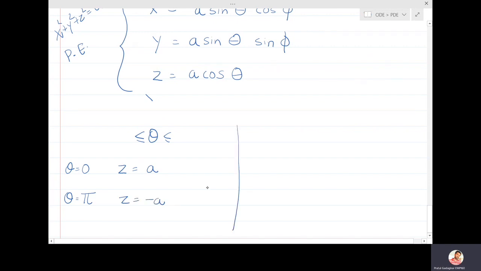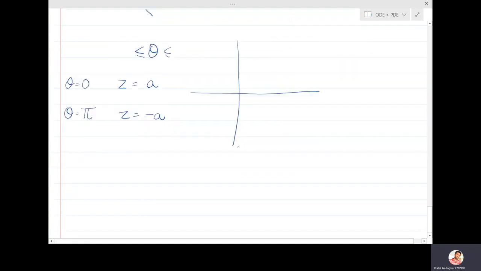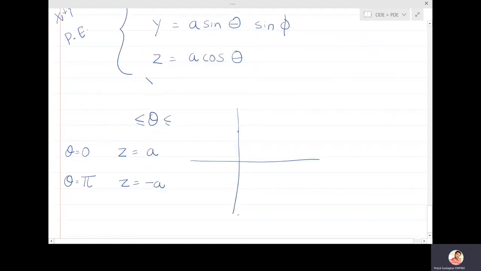So this means that when theta is varying like this, this point is the z coordinate. I'm assuming that this is the x coordinate, this is the y coordinate, and this is the z coordinate.